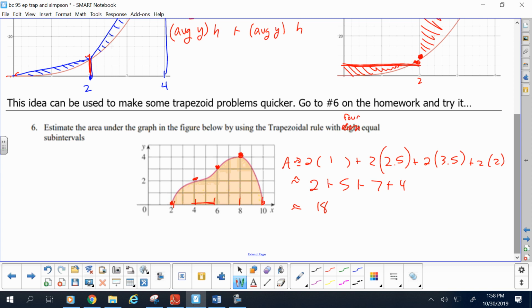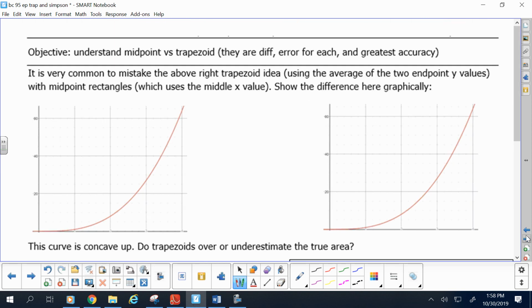Okay, moving on to Simpson's rule. Now that you practiced trapezoids in a different way, let's talk about Simpson's rule. So, midpoint and trapezoid, they're the best estimation methods, better than left and right. So, move the above right trapezoid area with midpoint rectangles, which use, okay.